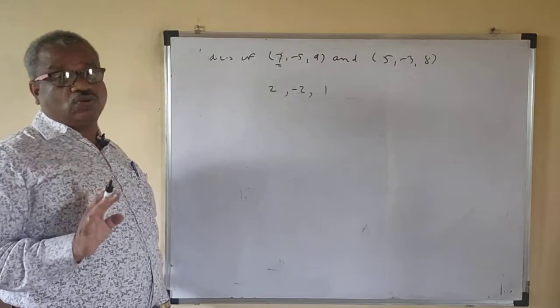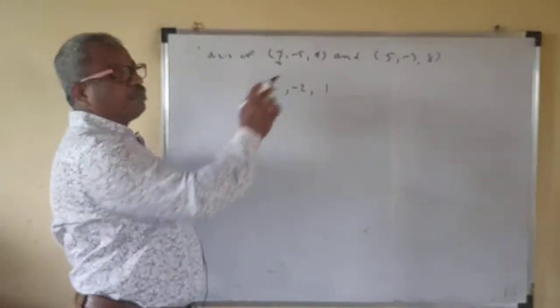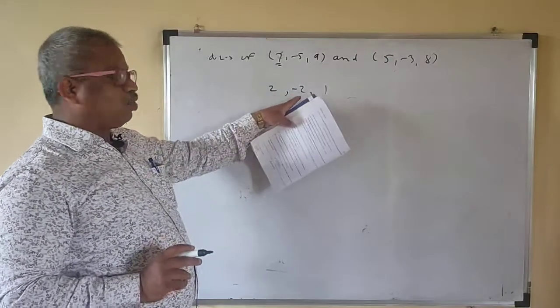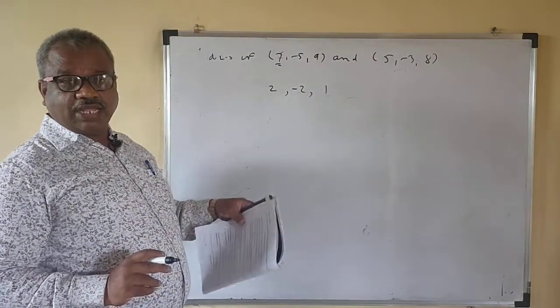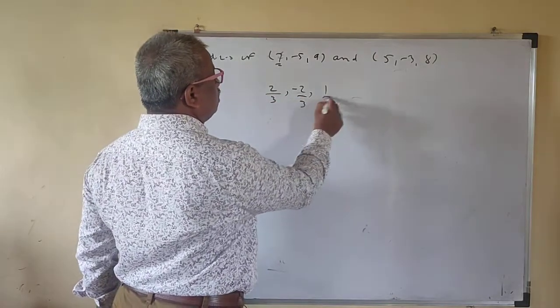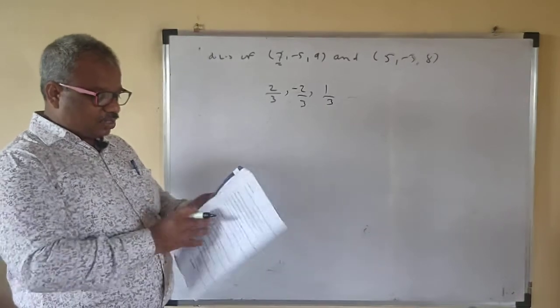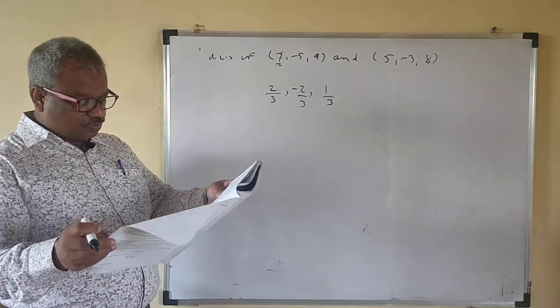They want the direction cosines, so what do I have to do? Take the sum of the squares: 4 plus 4 is 8, 8 plus 1 is 9, and take the root of that, which is 3. So the DCs are 2 by 3, minus 2 by 3, 1 by 3. Check your answer from the options, and you will see your option is this.